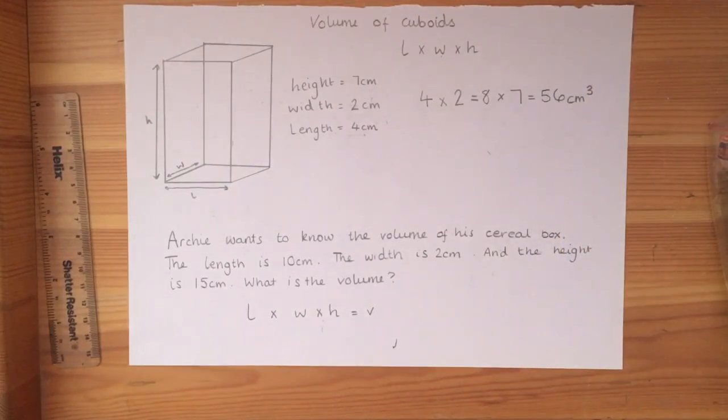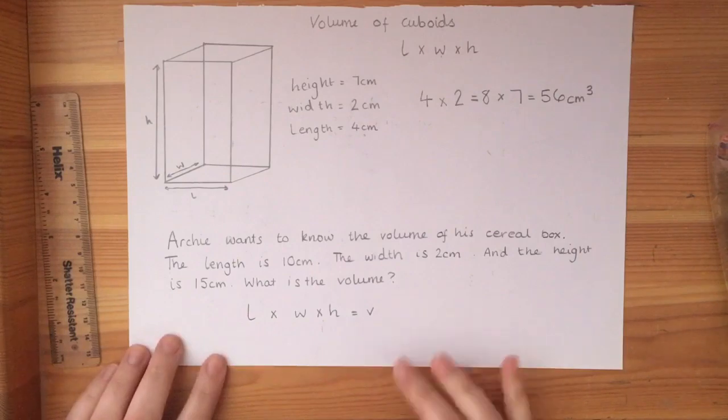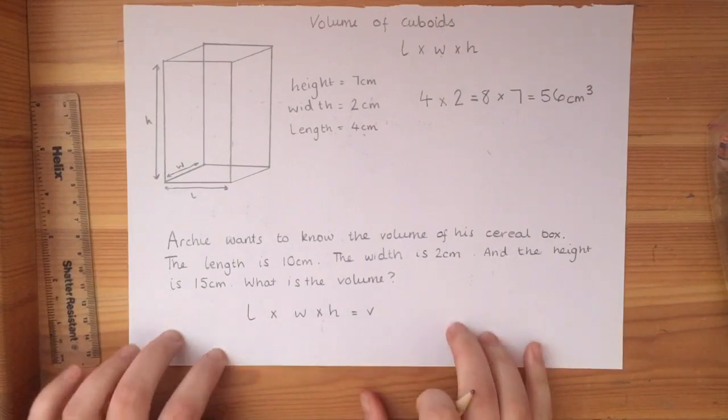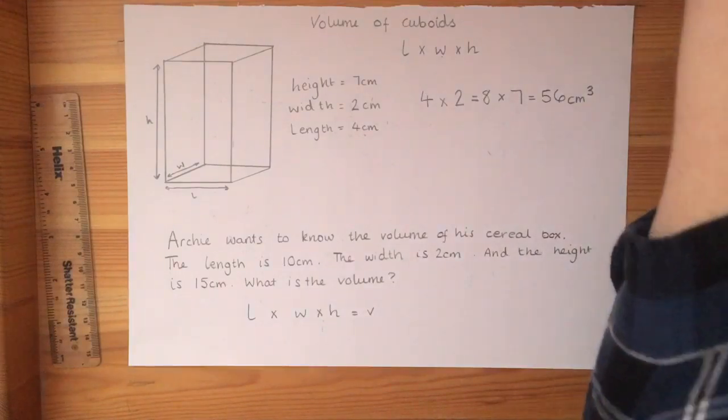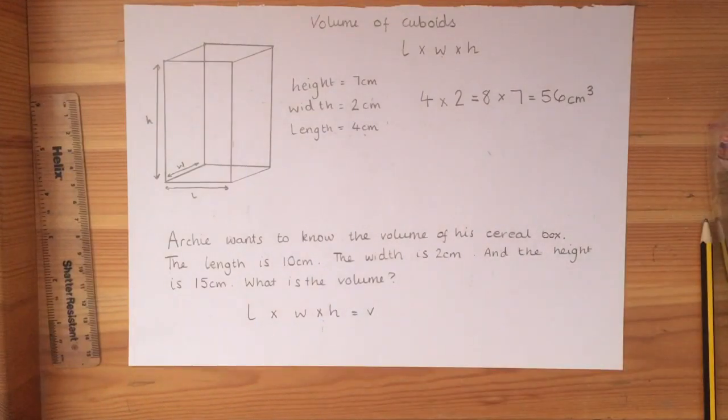Okay, now I want you to have a go at this one on the bottom. I'll give you a hand in a minute, but I'll just read it through for you. So Archie wants to know the volume of his cereal box. The length is 10 centimetres, the width is 2 centimetres, and the height is 15 centimetres. What is the volume? So what I'm going to do with you first is go through and highlight all the different things.